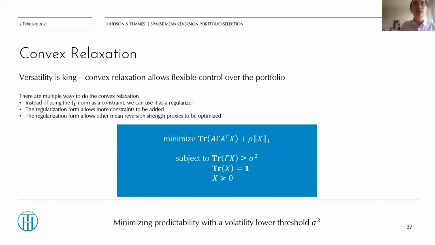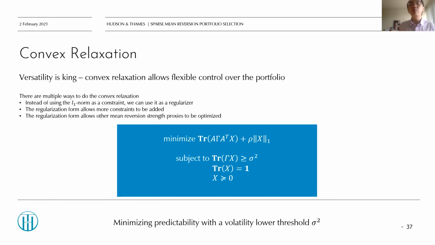So a better way to reform this problem is to use the L1 norm as a regularizer. Instead of using the L1 norm in the constraint, we will add an L1 norm to our objective function, and we will add a regularization coefficient to penalize the trace, that is the predictability. And under this framework, we can add more constraints.